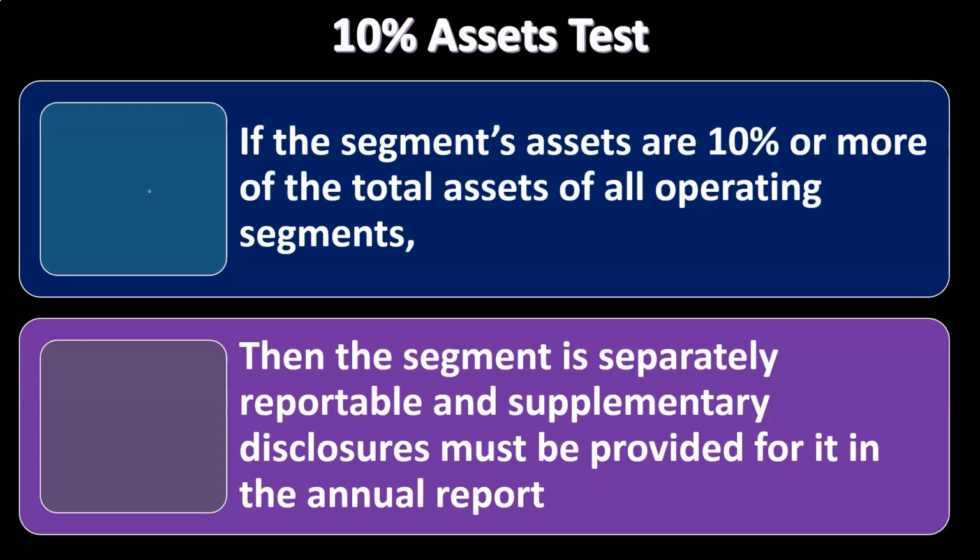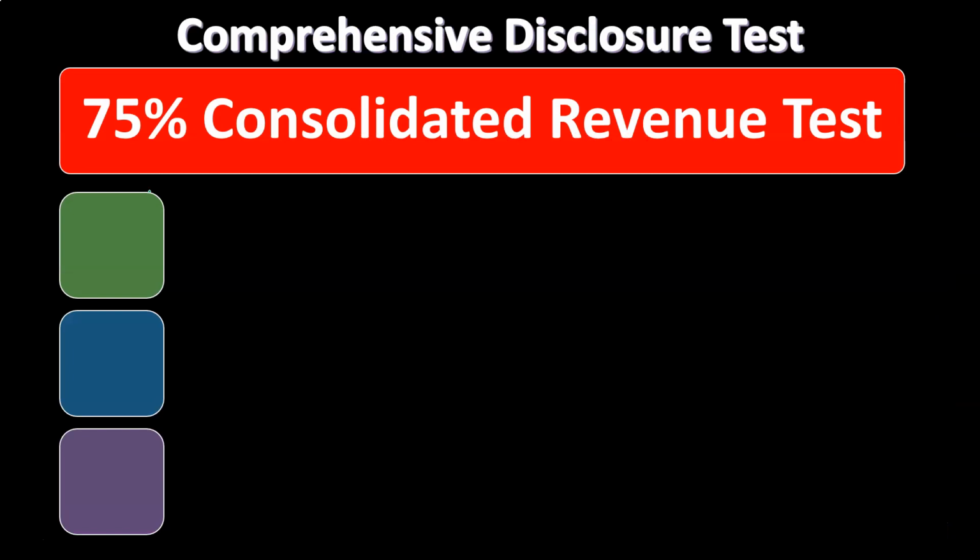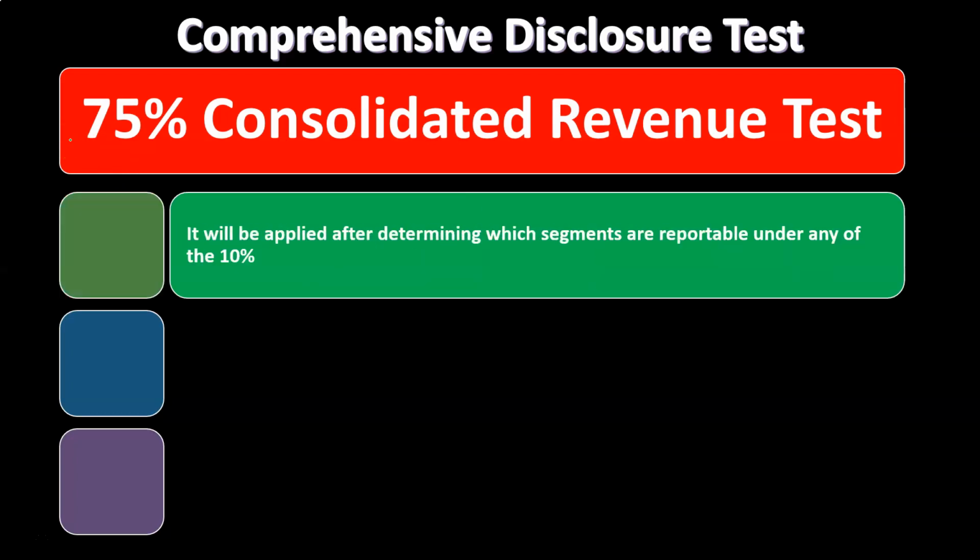So once again, three 10% tests. You're thinking two on the income statement, one on the top line, the revenue test, one on the bottom line, basically the net income test, and then you have one on the balance sheet for the 10% of assets test. So once you've done those, then we're going to go to the comprehensive disclosure tests. We have the 75% consolidated revenue test.